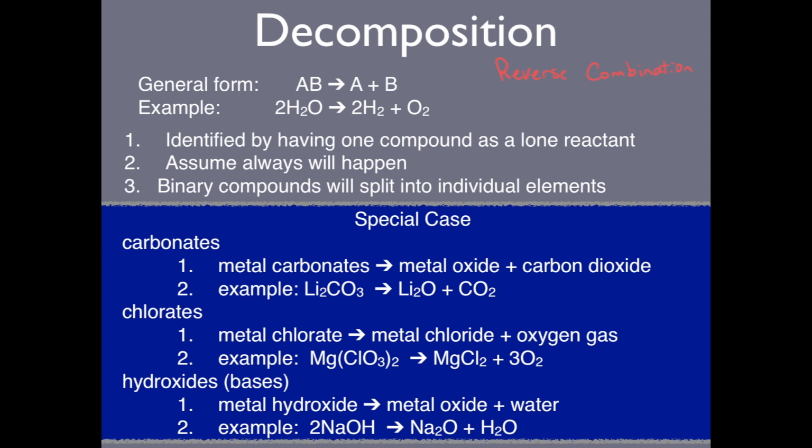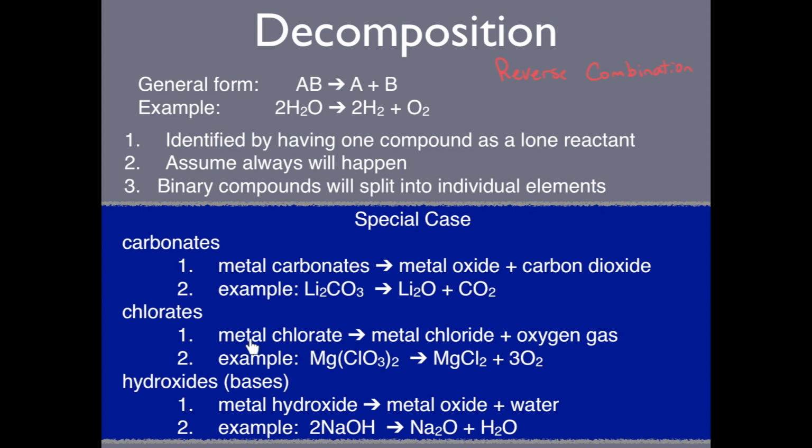So the first one we're going to talk about are carbonates, metal carbonates specifically. The metal carbonate will always break down into the metal oxide and carbon dioxide. For example, lithium carbonate will split up into lithium oxide and carbon dioxide.